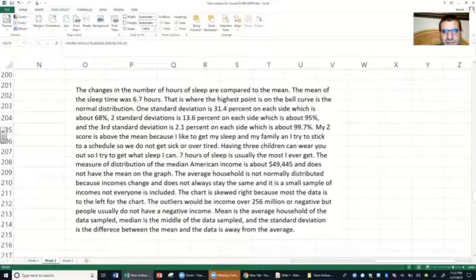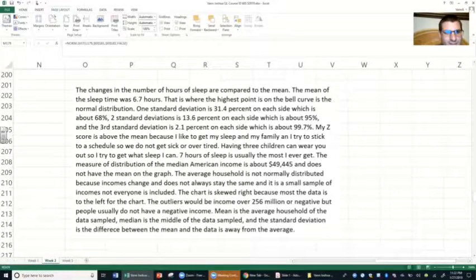One standard deviation is 34.1% on each side, which is about 68%. The second standard deviation is 13.6% on each side, which is about 95%, and the third standard deviation is 2.1% on each side, which is about 99.7%.